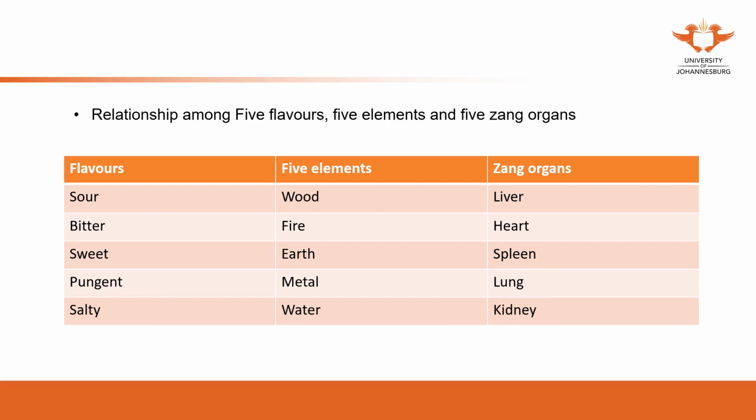Also, from the 5 elements, we also can use the different relationship, the mother and son, the wood and the earth, how to use the sweet herb to help the liver, how to use the salty herb to help the heart. So that's the relationship among the 5 elements.